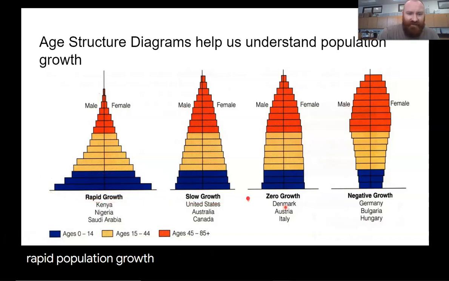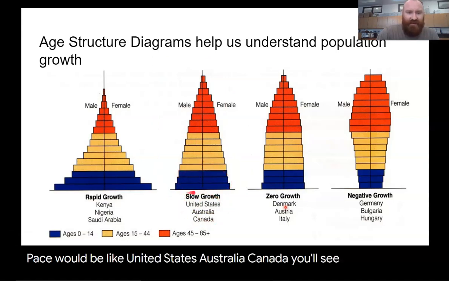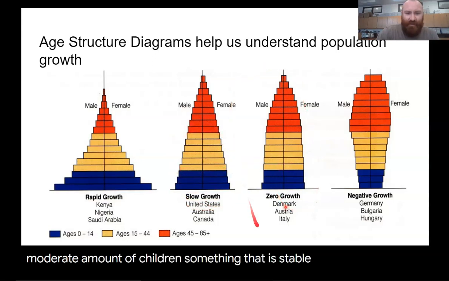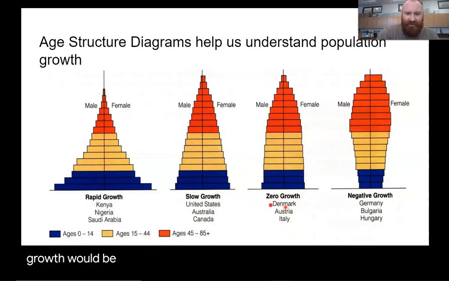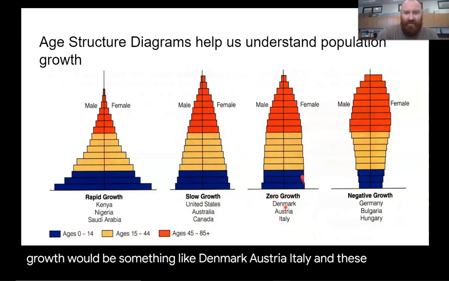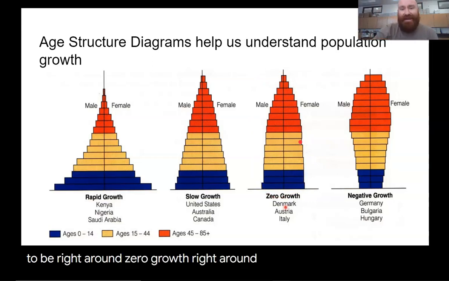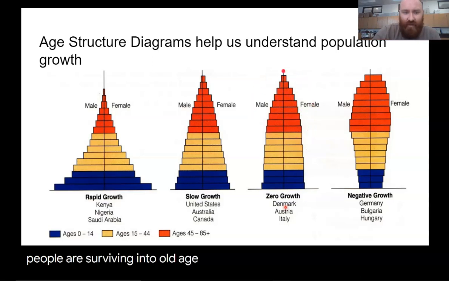Something that's growing, but maybe at a slower pace, would be like United States, Australia, Canada. You'll see a more moderate amount of children. Something that is stable would be zero growth, something like Denmark, Austria, Italy. And these are going to be right around zero growth, right around replacement level. You see that people are surviving into old age a little more than they would be in these other countries.